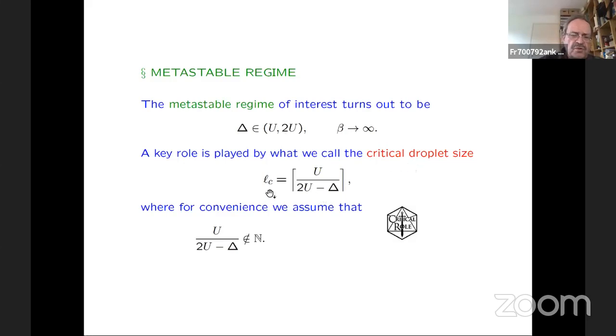And it turns out that there is a certain integer, which we call LC, and which is the upper integer part of the quotient of U divided by 2U minus delta, that will play the role of what we will call the critical droplet size. And I'll have a lot to explain to you where this comes from, but I wanted to mention it immediately here. And the fact that we pick delta between U and 2U means that this number is not one and it's not infinity. It's some number between 2 and infinity. So we're talking about some interesting length that is not infinity, and that's also not the length of a single particle. Okay, so we will see where that comes from.